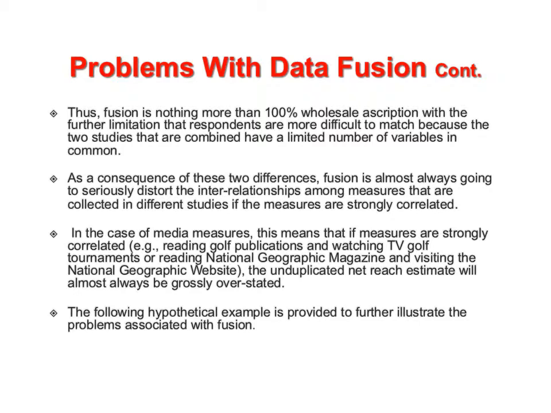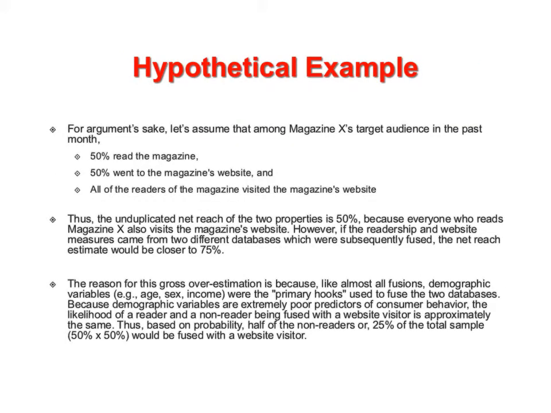The following hypothetical example is provided to further illustrate the problems associated with fusion. For argument's sake, let's assume that among magazine X's target audience in the past month, 50% read the magazine, 50% went to the magazine's website, and all of the readers of the magazine visited the magazine's website. Thus, the unduplicated net reach of the two properties is 50%, because everyone who reads magazine X also visits the magazine's website. However, if the readership and website measures came from two different databases, which were subsequently fused, the net reach estimate would be closer to 75%.